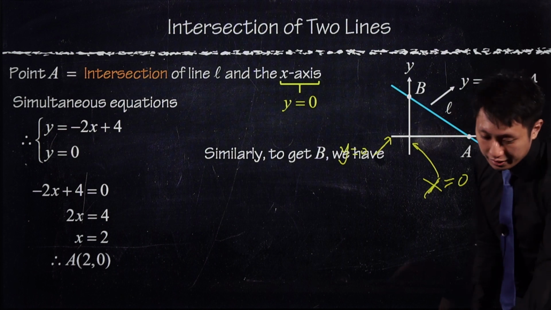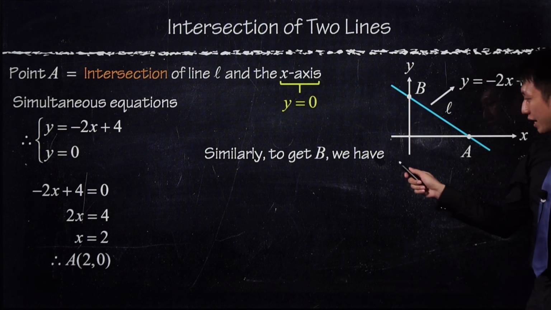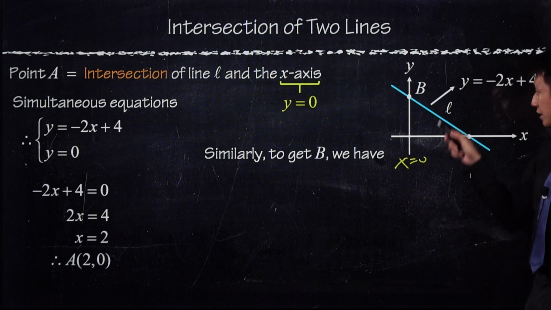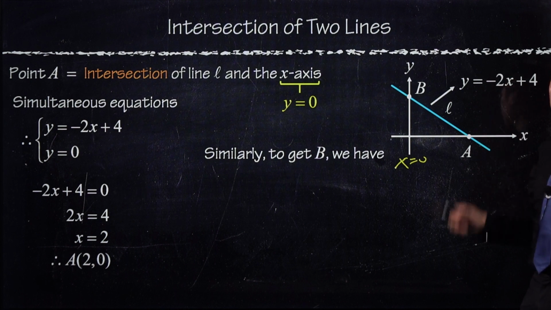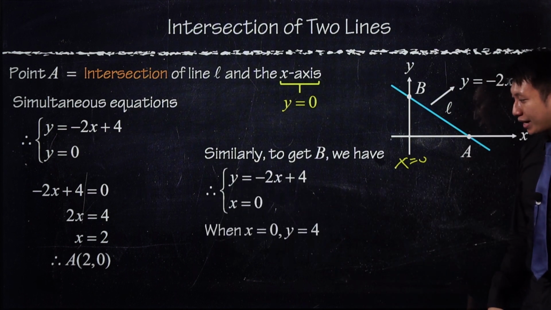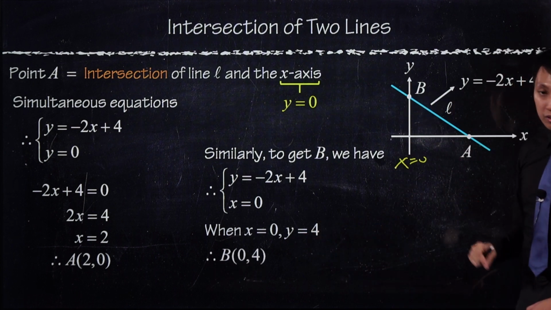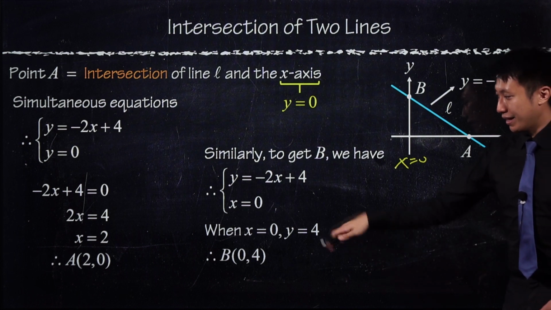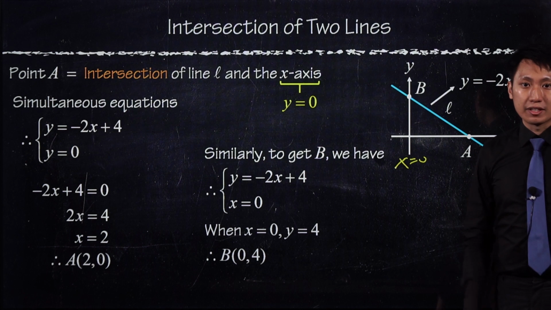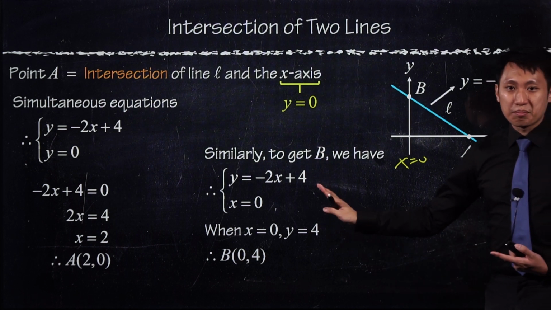Similarly, if you want to get B, this is x equals 0, and this is y equals negative 2x plus 4. If you solve this simultaneous equation, you will get B (0, 4). Here y is 4. In other words, the y-intercept is 4. This is a very simple example.